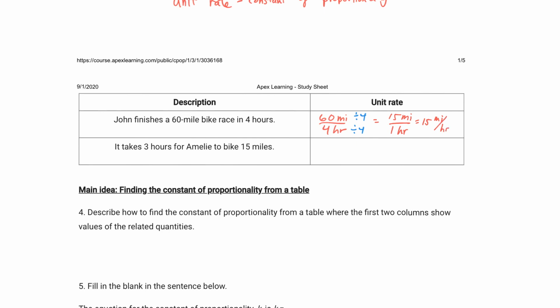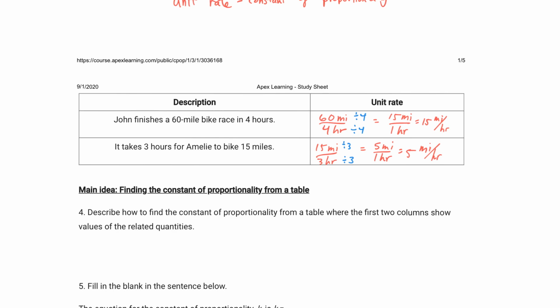All right. It takes 3 hours for Amelie to bike 15 miles. So what we have is 15 miles per 3 hours. And if you divide everything by 3, that's equal to 5 miles in 1 hour, or 5 miles per hour.